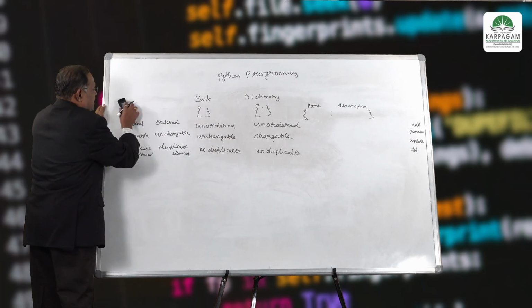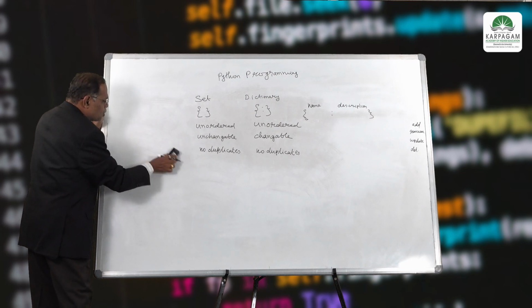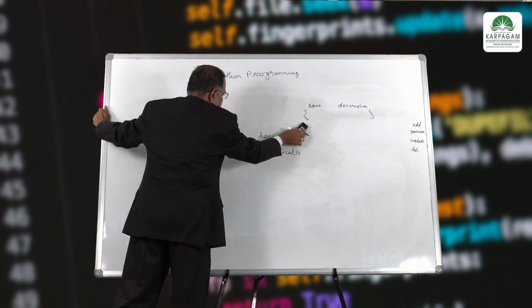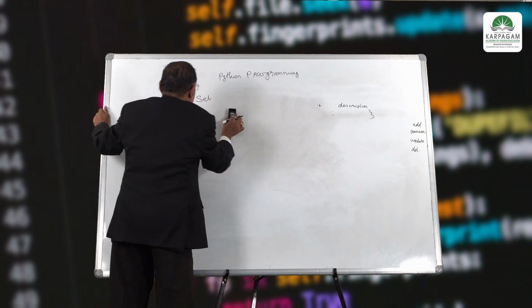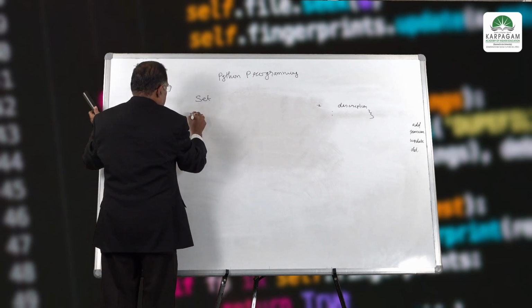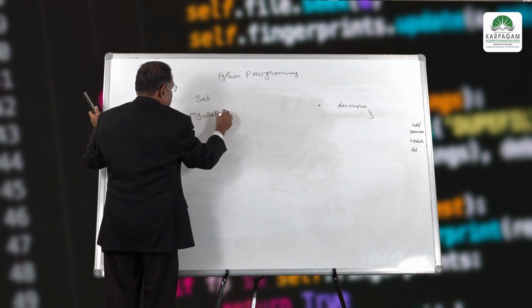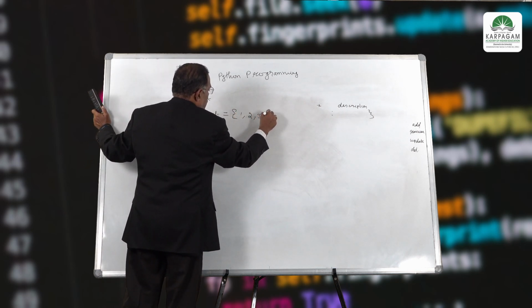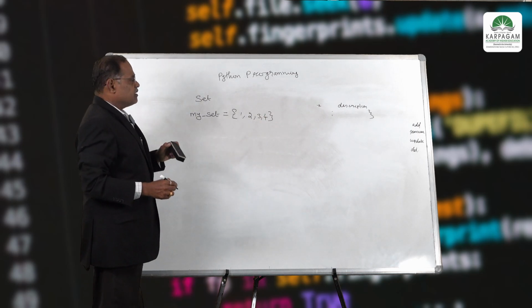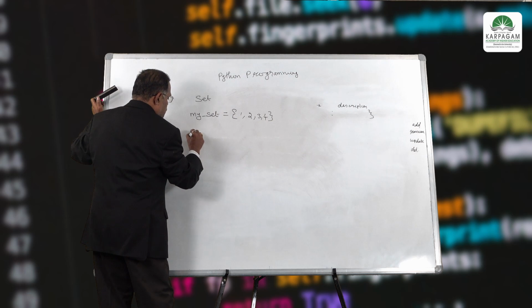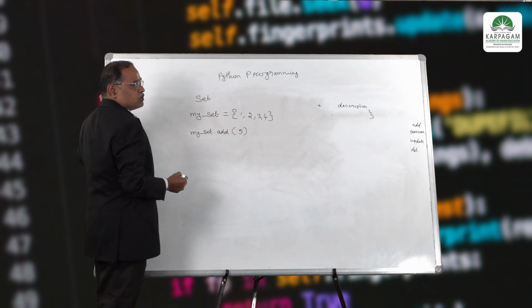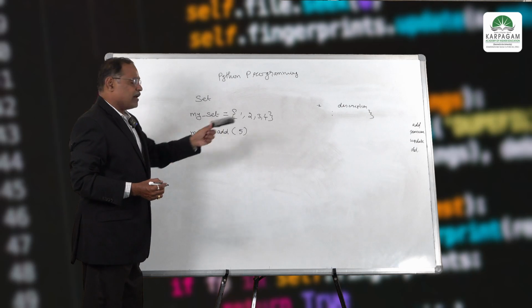Now let me come to the set again. How to access it? If I want to create a set, as usual I will create it like this: my_set is equal to open curly braces 1, 2, 3 and 4. So this is my set. Now I want to add a new value to my set: my_set.add(5). The number will be added to my set.